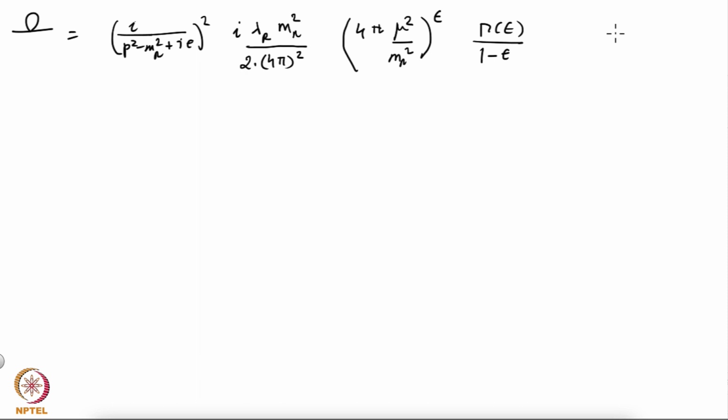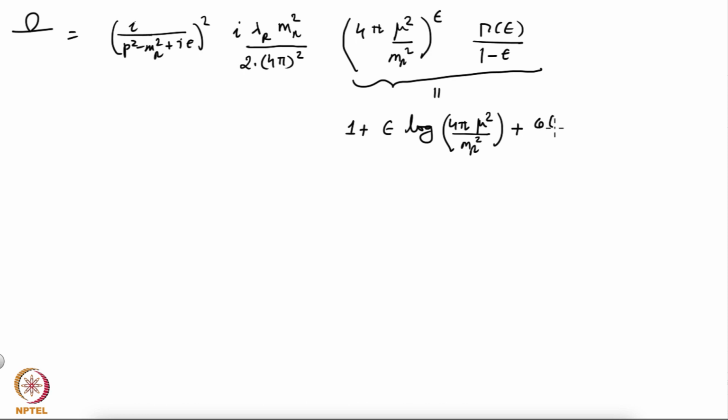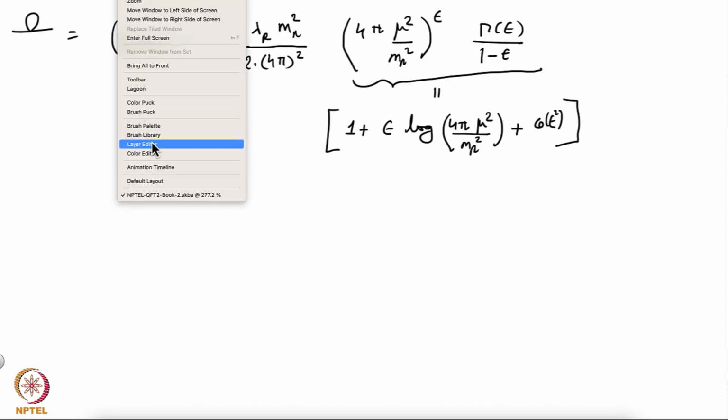Okay, now let's look at the poles explicitly. This piece here is 1 plus epsilon times log of 4 pi mu square over mr square, plus order epsilon squared terms. Okay, just a second.